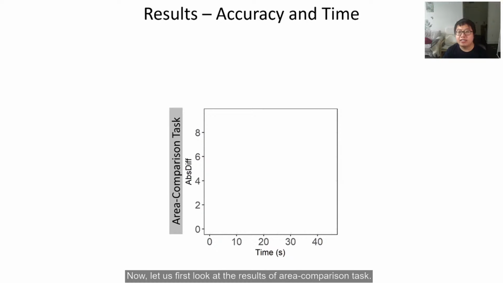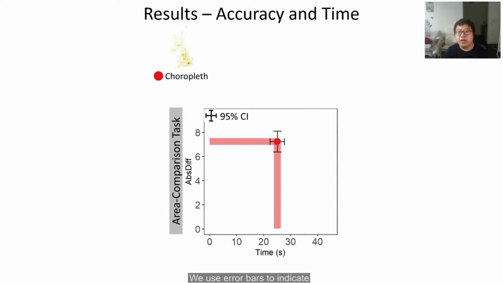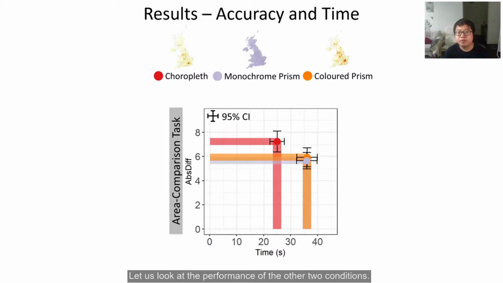Now, let us look at the results of every comparison task. The x-axis is showing the time and the y-axis is showing the absolute error. The lower means more accurate. Here, we are looking at average performance of Carplas map. Project it to the x-axis, you will have the time, and project it to the y-axis, you will have the accuracy. We use error bars to indicate the 95% confidence intervals for both time and accuracy.